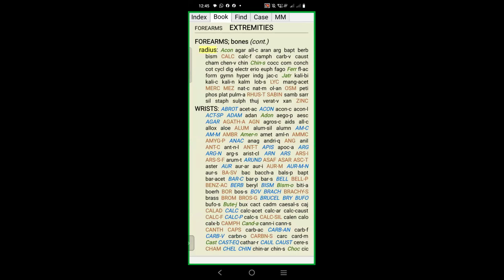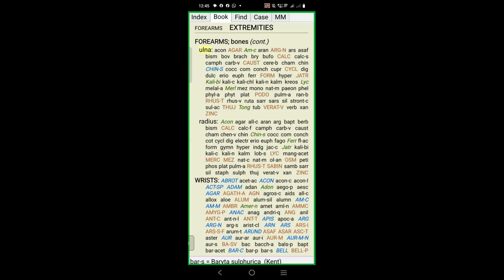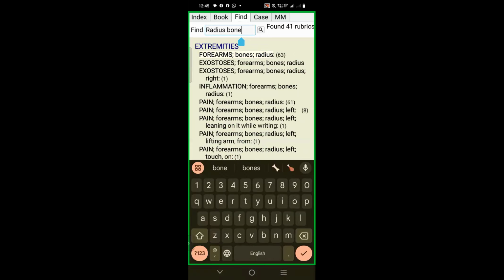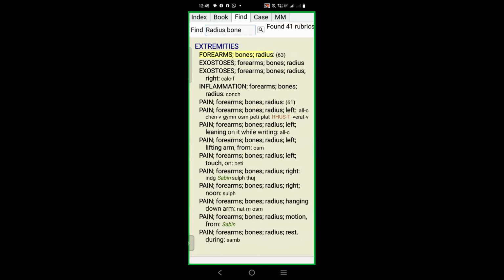I told you it is already there, 805 remedies or 902 remedies are there. How are we selecting from that? Just by going through the find remedy, radius bone. Just I put radius bone. So I got these remedies. So radius bones, how many? 63, means we got 63 remedies.